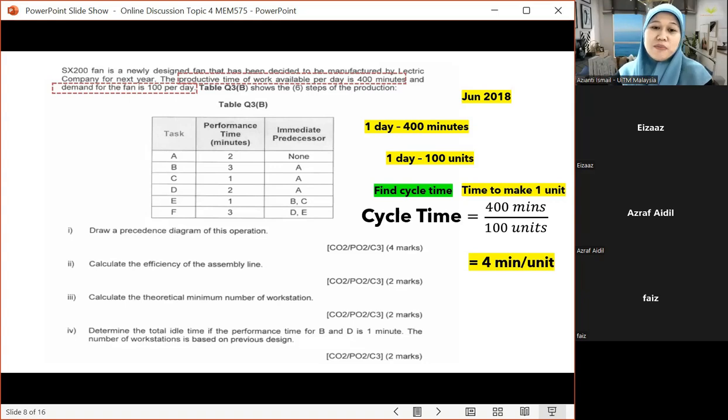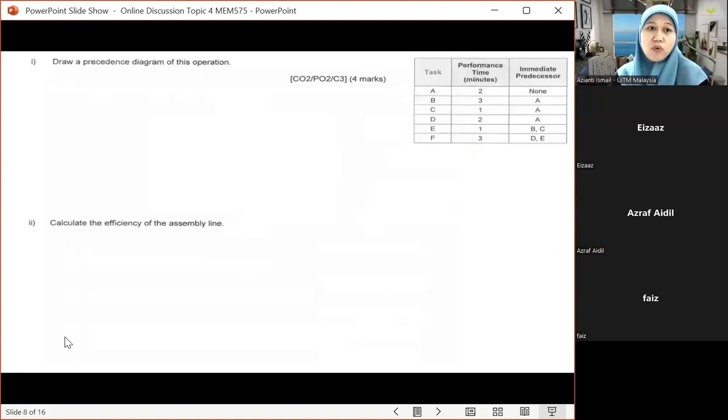Now, kita boleh start lah buat precedent diagram. Yang ni suruh kira apa? Efficiency. Dia suruh kira theoretical dulu. Okay. And then, dia suruh determine total idle time kalau B dengan D pula berubah. Oh, dia ada buat perubahan. Tak apa, kita kira 1, 2, 3 dulu. Okay, 1, 2, 3 dulu and then last kali kita bawa 4.